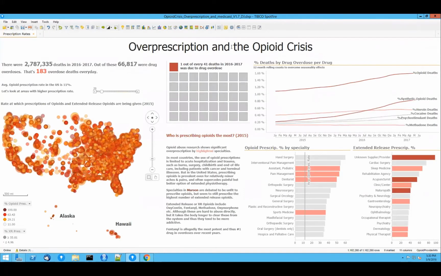Going into the dashboard, there were upwards of 2.7 million deaths in 2016 and 17.